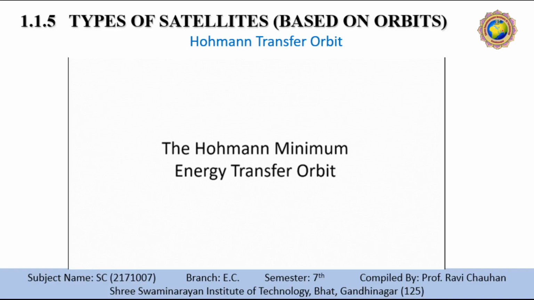This orbit is connected to the LEO orbit at the point of the perigee, forming the tangent, and it is connected to the GEO orbit at the point of apogee, again forming the tangent. So there are two important terms, apogee and perigee. We are going to see one good video I found on YouTube for the Hohmann transfer orbit. Let us see that video.